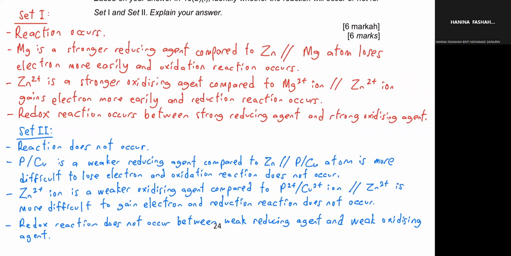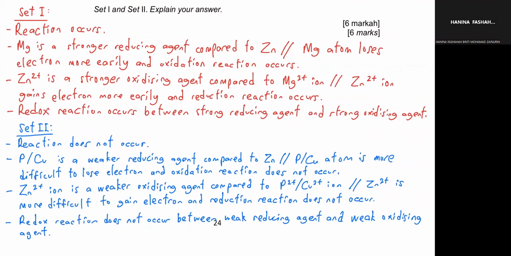Means both: this one loses electrons easily, and Zn2+ ion gains electrons more easily. That's why a redox reaction will occur between a strong reducing agent and a strong oxidizing agent.